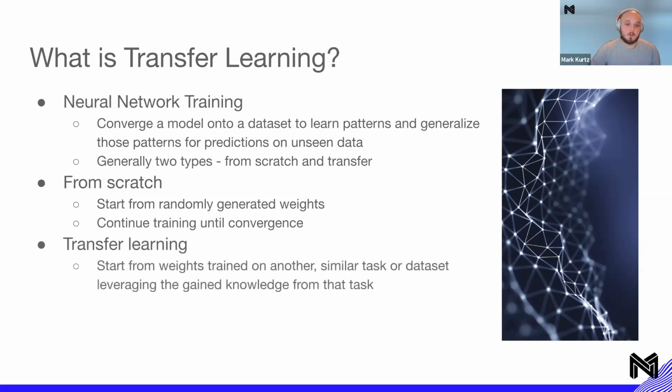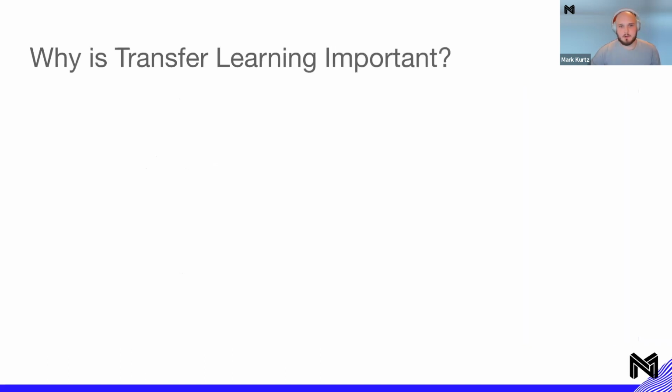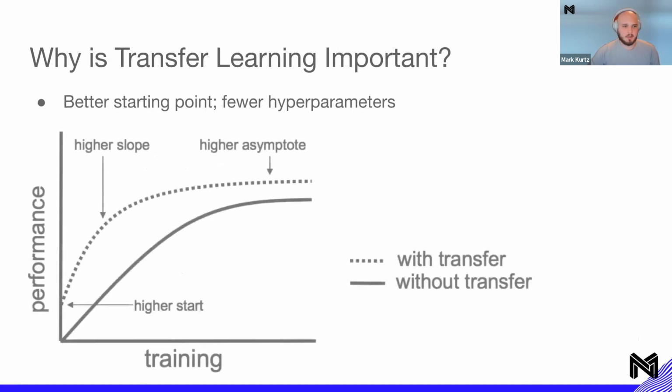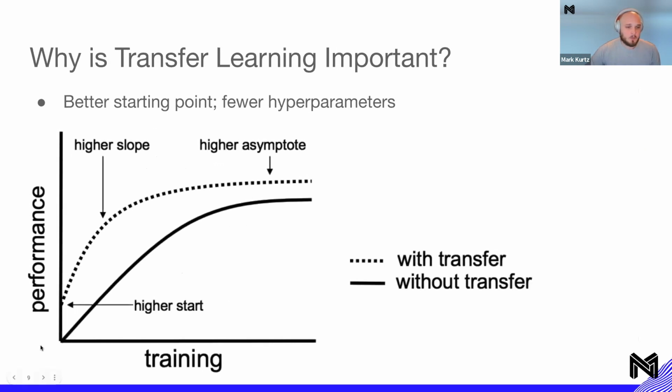With transfer learning, we can start from weights trained on another similar task or data set and therefore leverage the gained knowledge from that task and then continue training until convergence. So what does that do? Why is that important? Well, it gives us a better starting point and fewer hyperparameters too. For example, without transfer, where we're training from scratch, we're going to start at zero in terms of our accuracy performance and then slowly converge to our solution, right?